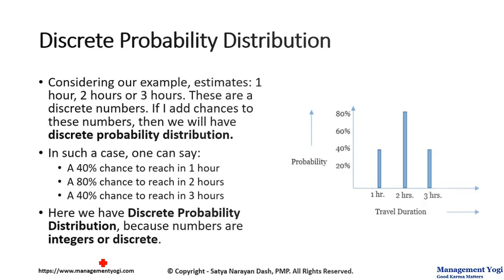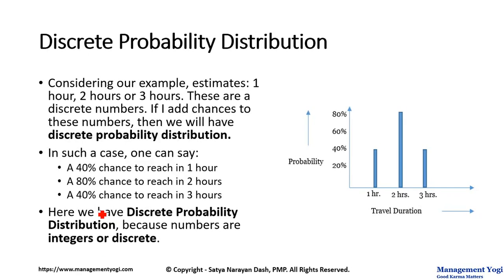Now coming to our example, we have estimates of 1 hour, 2 hours or 3 hours. These are discrete numbers, or this is a discrete random variable, that is the travel duration. Now if I add chances to these numbers, we will have discrete probability distribution. In such a case, one can say a 40% chance to reach in 1 hour, or an 80% chance to reach in 2 hours, or a 40% chance to reach in 3 hours. And this is represented in the diagram on our right.